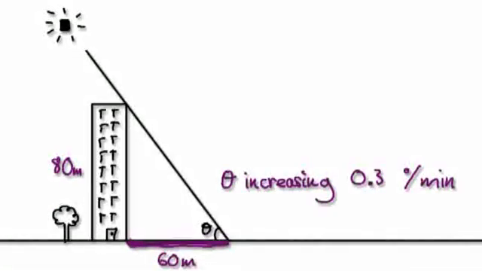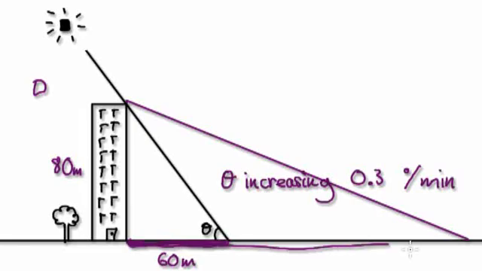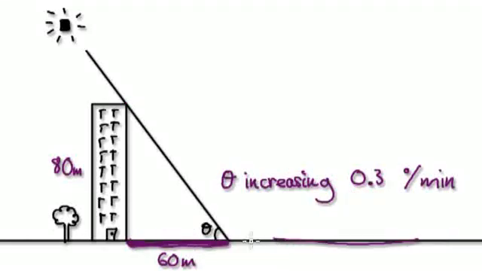Okay, let's give you guys some practice. So here you've got a building 80 meters high. The sun is here casting a shadow that is 60 meters long. When the sun is over here, it's going to cast a shadow, let's say around here. So you can see here that this theta here is a lot less than this theta here. So as the shadow decreases, theta gets bigger and bigger.